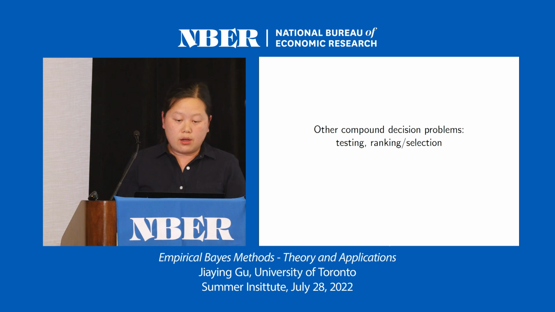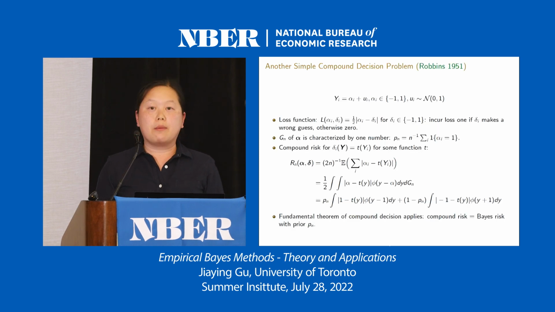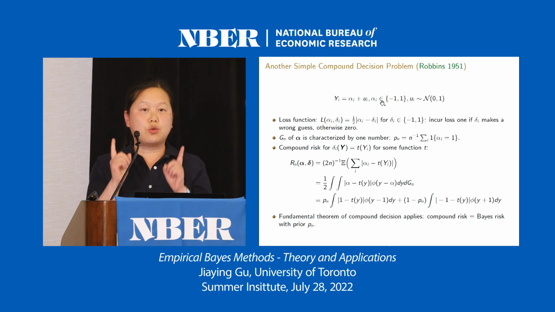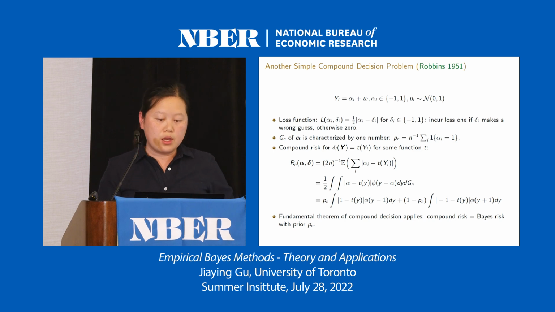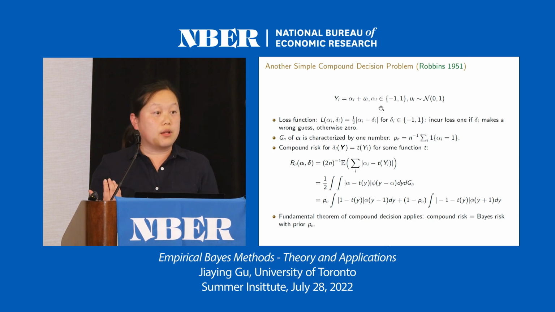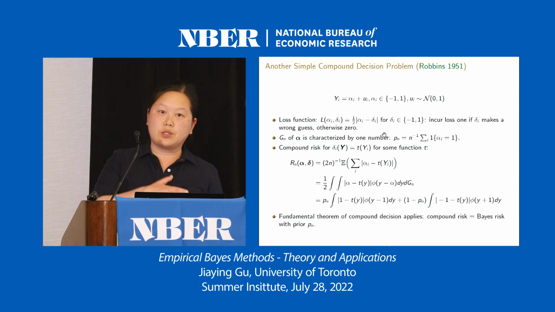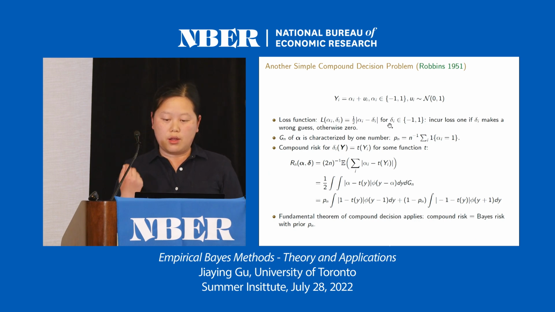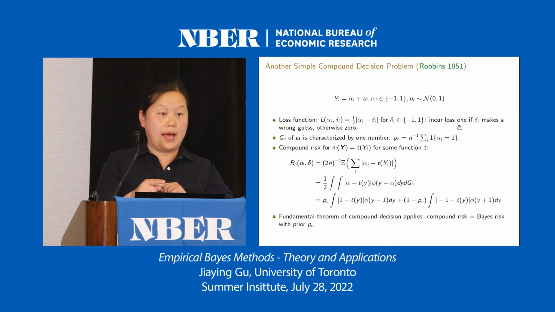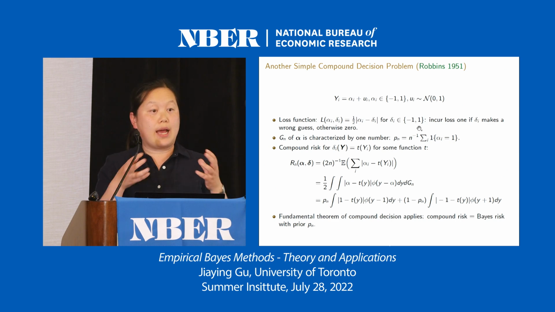So now let me bring you through another simple example on compound decisions. This is really the Robbins 1951 paper. Again, it is almost a normal mean model, except now we specialize alpha_i to take just two possible values, -1 and 1. Before, it was situated on the real line; now we only have two values. In this context, an absolute error loss is maybe more natural, because our decision is going to be -1 or 1, and the true parameter is going to be -1 or 1. Designed this way, we incur loss 1 if delta_i makes a wrong estimate, otherwise 0. Again, the compound risk is the expectation of the aggregated loss.